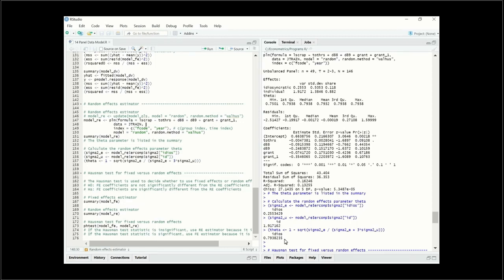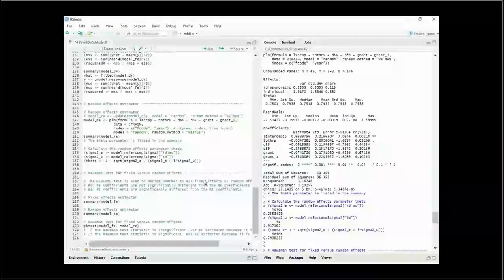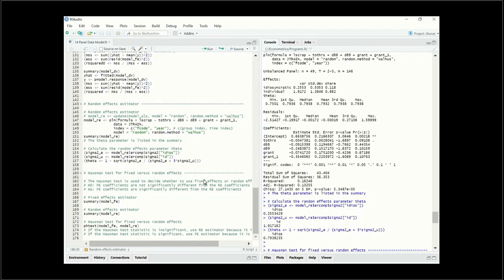Okay, the final thing now is the Hausman test for fixed versus random effects. So the Hausman test is used to decide whether to use fixed effects or random effects. The null hypothesis is that the fixed effects are not significantly different from the random effects coefficients, and the alternative is that the fixed effects coefficients are significantly different from the random effects coefficients.